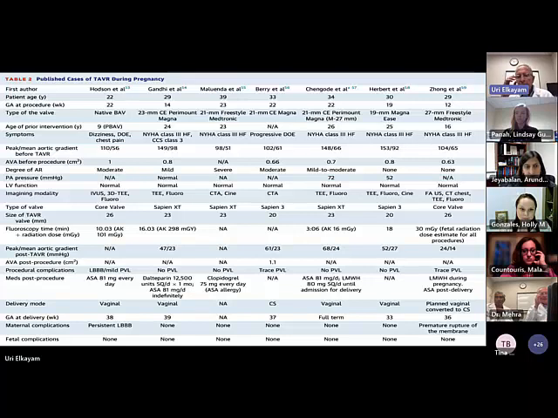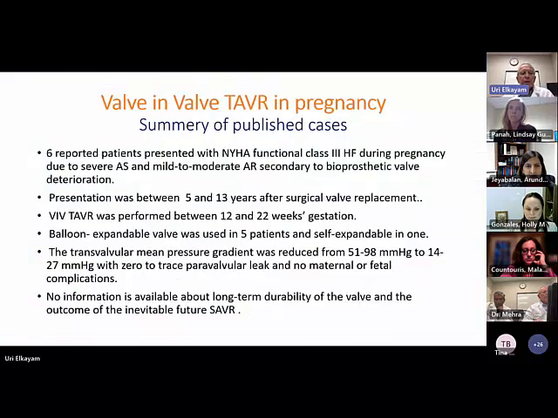The first one on the left is a native aortic valve, and the rest of the patients are valve-in valve. Let me just summarize it for you, the valve-in valve. 6 reported patients, the presentation between 5 and 13 years after the surgical valve replacement. TAVR was performed between 12 and 22-week gestation.